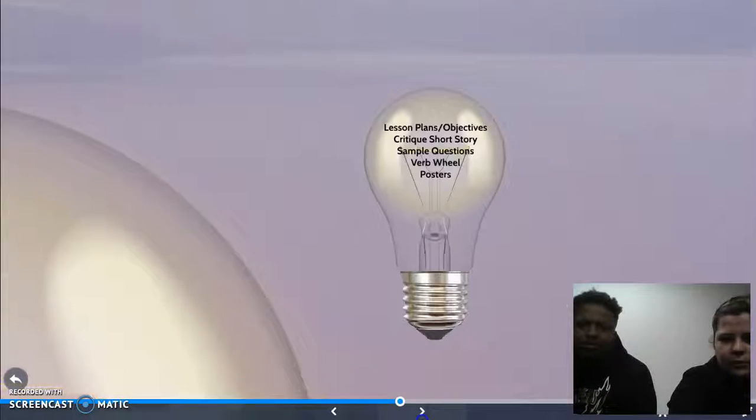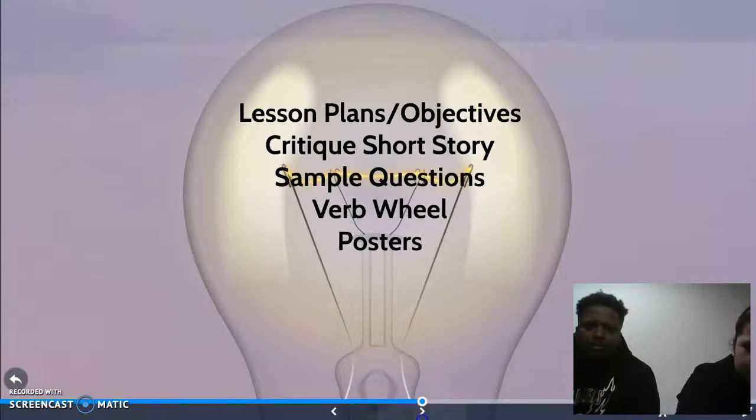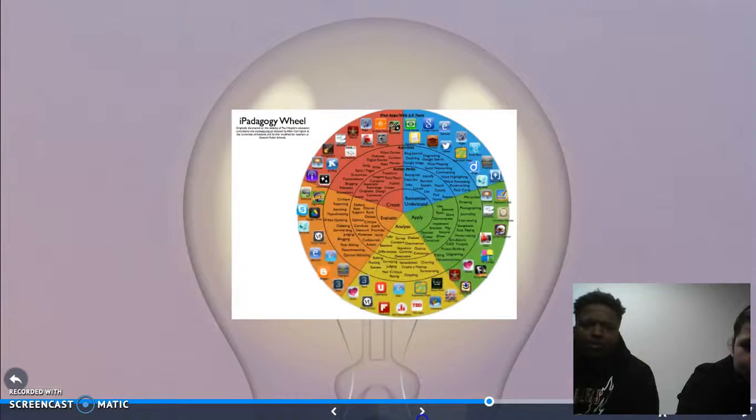Here are some examples, like your lesson plan objectives. Critiquing a short story is a good example. Sample questions, where you have each level and they have questions they can answer. A verb wheel, and then posters. Here's an example of the verb wheel, and this one also includes technology, where you have different apps that you can use.